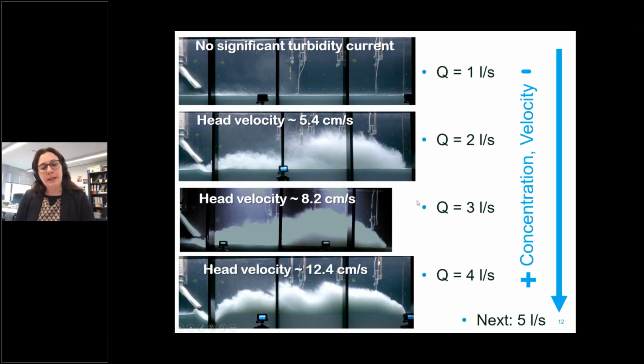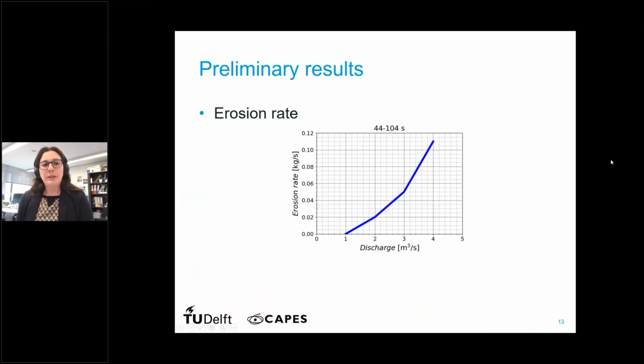Then for the other cases, as I explained, with increasing discharge, velocities and concentrations increase as well. We did not find the upper limit yet within the range that we can trigger turbidity currents. So we will keep increasing the discharge until we find this limit. Here is a plot showing what we would expect: with increasing discharge, we increase the erosion rate.